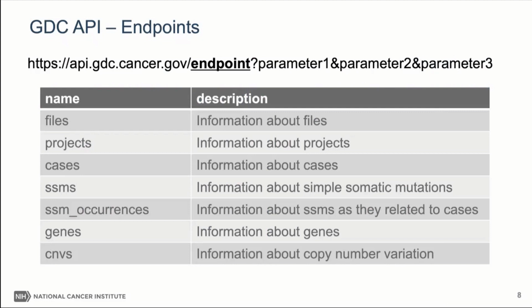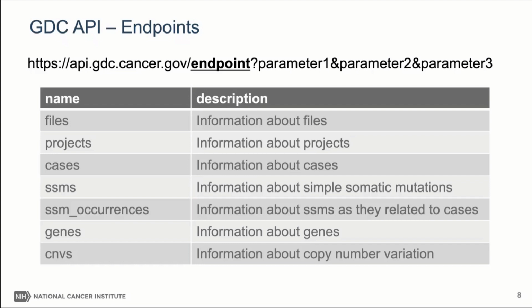So if you wanted a list of all files associated with a particular case, then you would use the files endpoint because each entry in the files endpoint is a file. If you wanted to know how many cases are associated with this project, you wouldn't use the project endpoint, you would use the case endpoint because each of the entries in that endpoint would be one case, so it could be parsed accordingly. So the files, project, and cases are most of what you see in the section of the GDC where you download files, the repository.